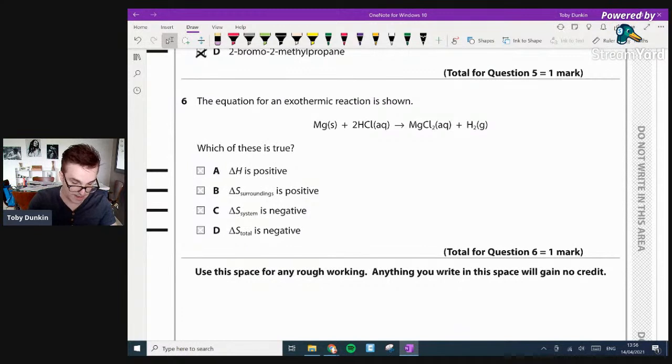The equation for an exothermic reaction is shown, okay? Which is true? Delta H is positive. No, it's not. That's garbage, because an exothermic reaction has minus delta H as its symbol. The delta S surroundings is positive.